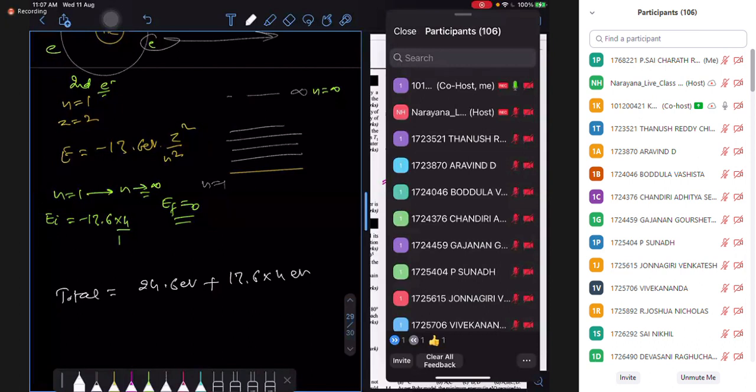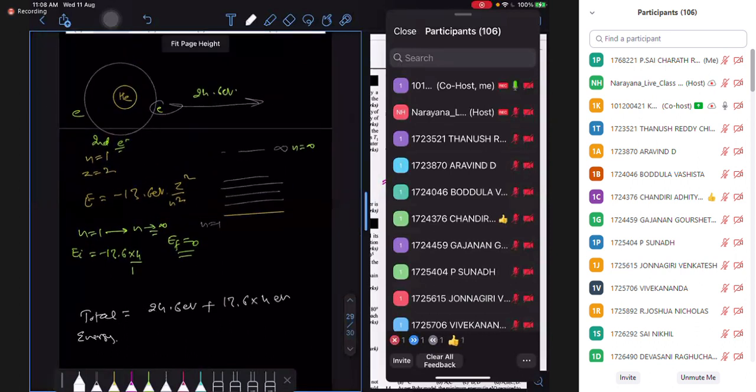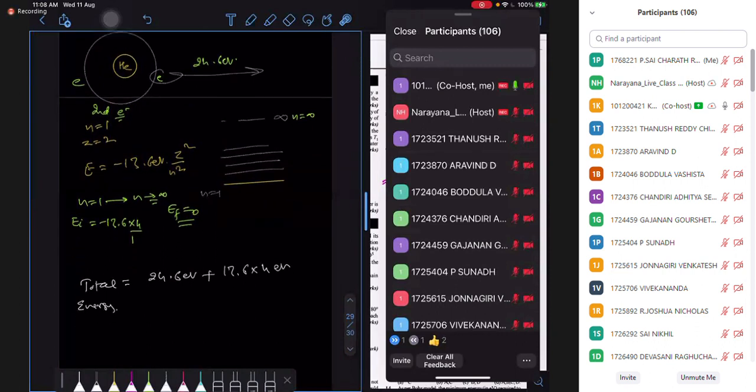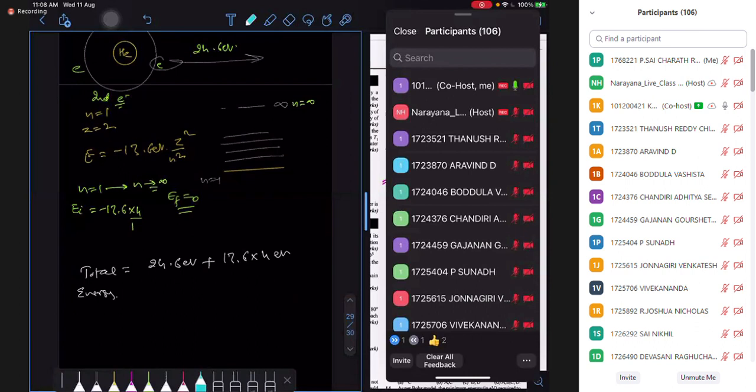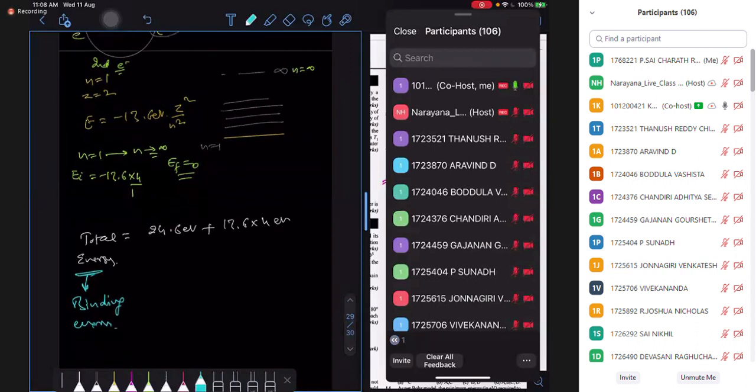Okay. But what is the name of this total energy? In chemistry, the first electron's energy is called ionization energy. But what is this total energy called in chemistry? Binding energy. That's called binding energy. That is the binding energy of the atom.